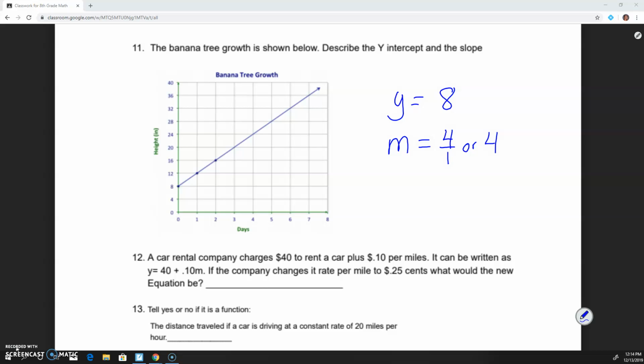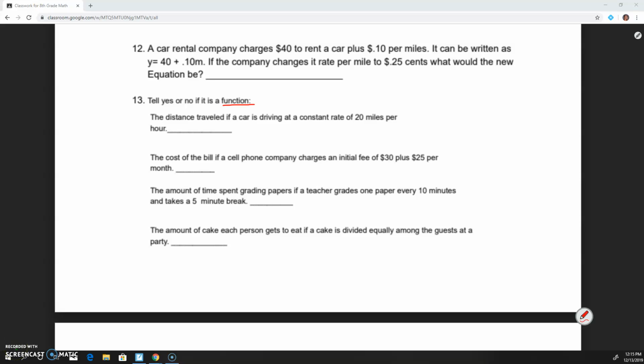Okay, 12, a car rental company charges $40 to rent a car. That's their starting point. Then they charge 10 cents every mile. It can be written like this, even though they wrote it backwards. If the company changes the rate per mile to 25 cents, what would the new equation be? Well, that's pretty easy. We'll write it like that. $40 is their starting point, plus 25 cents every mile. So a function is just another word for linear equation. It's where you have a starting point and you do the same thing every time, right?